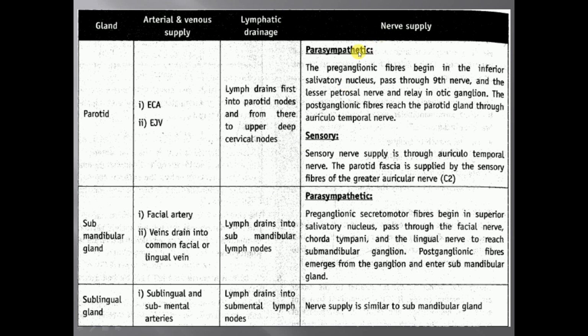Coming on to the nerve supply, the parasympathetic: the preganglionic fibers begin in the inferior salivary nucleus and then pass through the ninth nerve and the lesser petrosal nerve and relay in the otic ganglion. The postganglionic fibers reach the parotid gland through the auriculotemporal nerve.